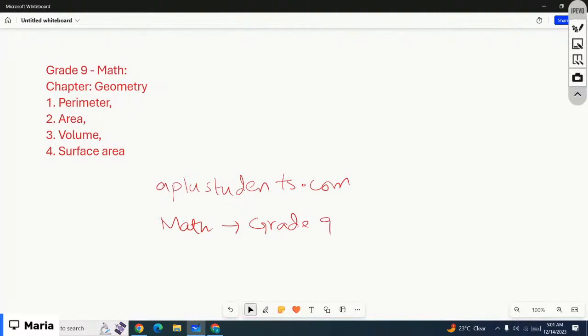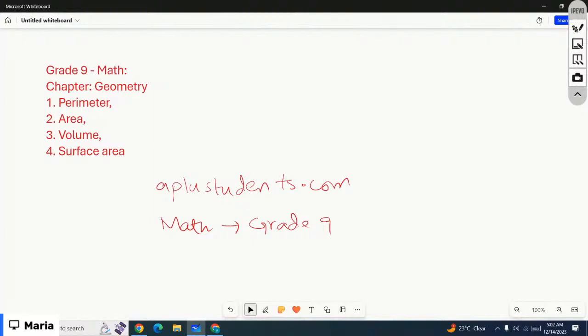Scroll down to grade 9 and then click on view all lessons. There you can find the list of the chapters. We're going to start with the chapter geometry. And the lessons we're going to cover today are perimeter, area, volume and surface area.